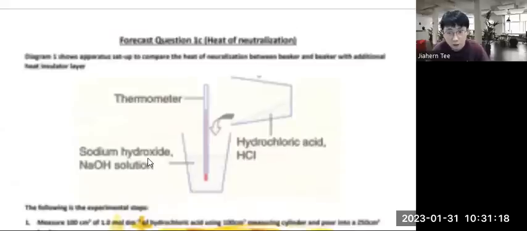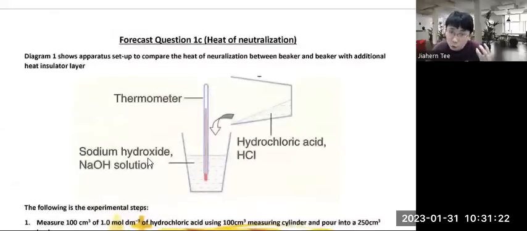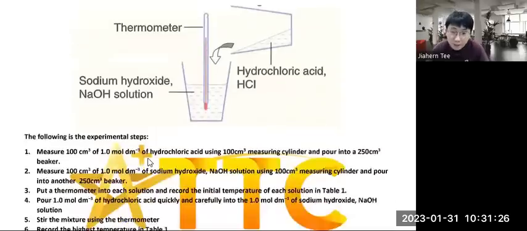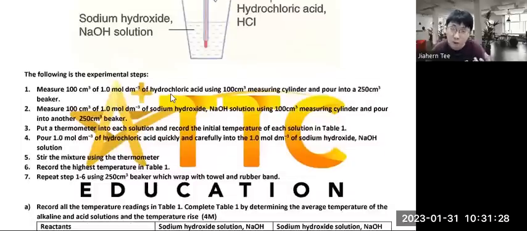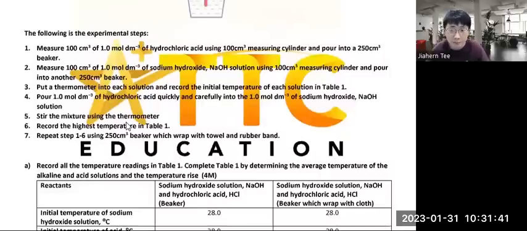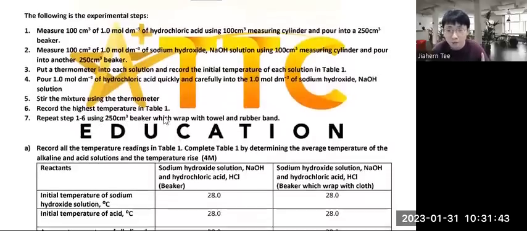Then moving on, in the third question is where we change your manipulated variable, which is the cloth. You do one experiment without the cloth, you do one experiment with the cloth. But the rest is the same. You still pour acid into a beaker, pour alkaline into another beaker. Record initial temperature, and then pour them together, stir them. Record highest temperature. Repeat everything with your beaker wrapped with towel and rubber band.